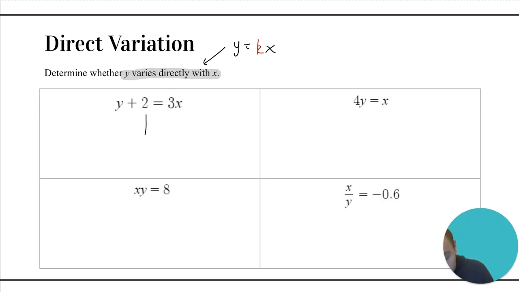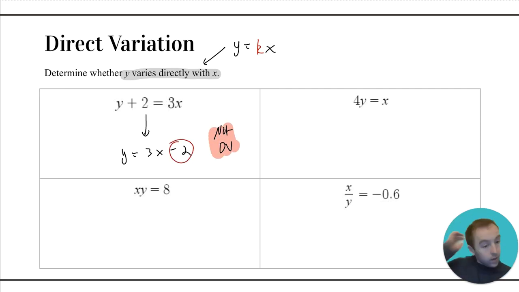So if you take this first equation right here and you isolate the y, you can subtract 2 from both sides and then yield the equation y equals 3x minus 2. Okay, this is an example of something that is not a direct variation equation because of the fact that you've got this minus 2 right here, which would lead to the fact that this line doesn't pass through the origin. So if we only had y equals 3x, then it could be direct variation, but it's got that extra plus or minus number. So not direct variation there.